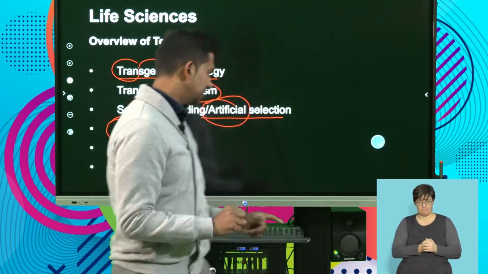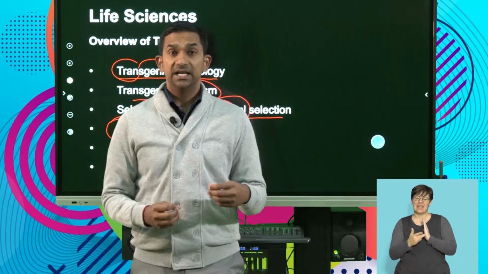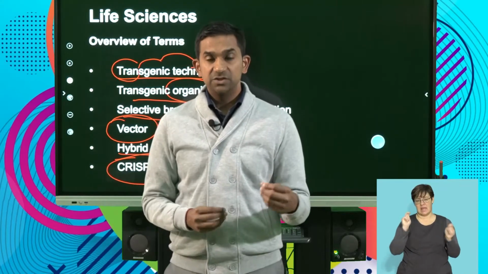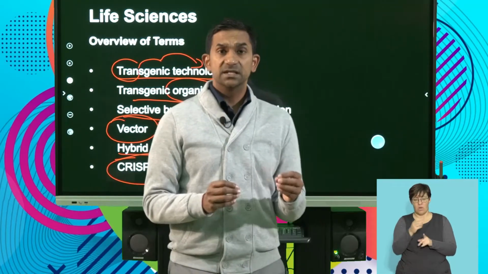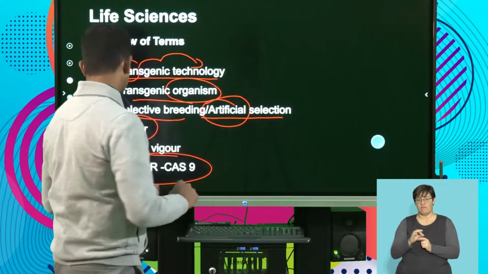And finally, as I mentioned, the concept of CRISPR-Cas9, which is essentially a very advanced and new technology of gene editing. So that's basically the ability to use a combination of enzymes to edit out certain mutations or to change the genetic makeup of an individual.